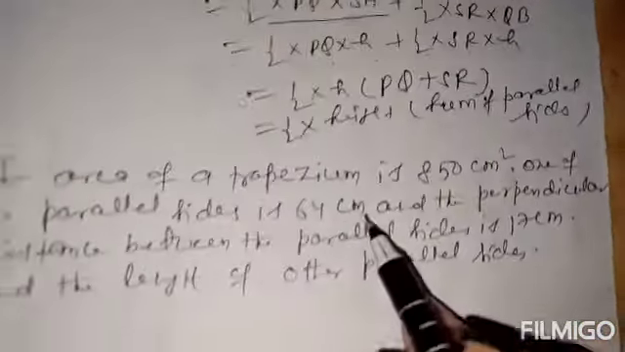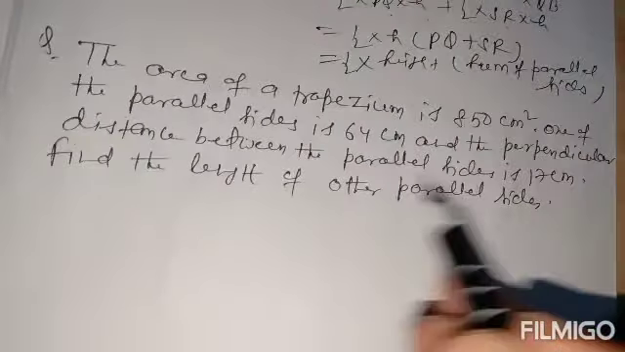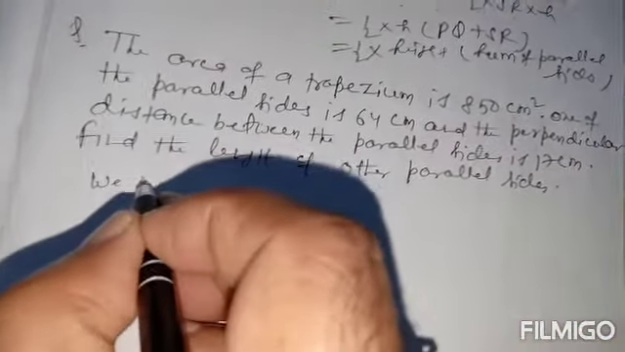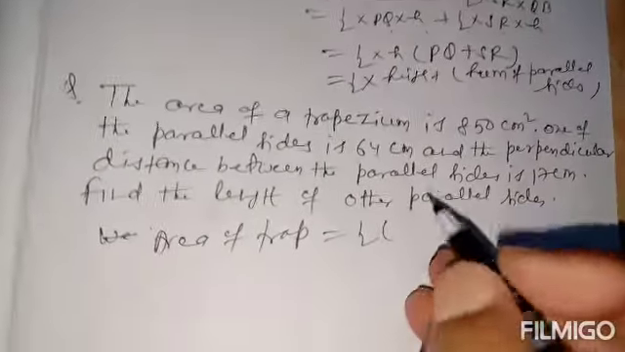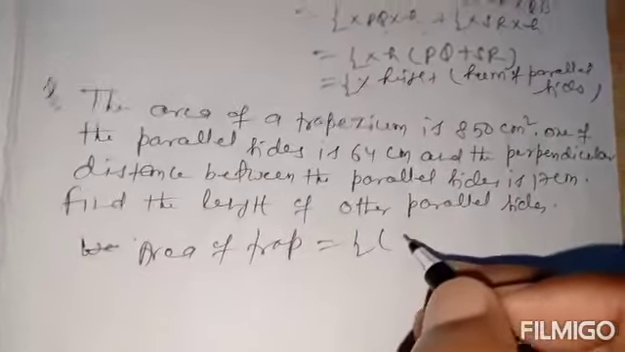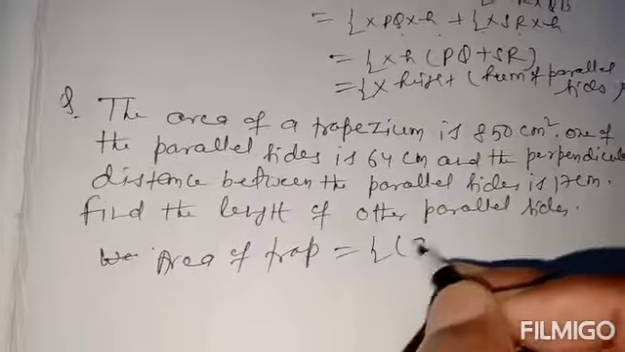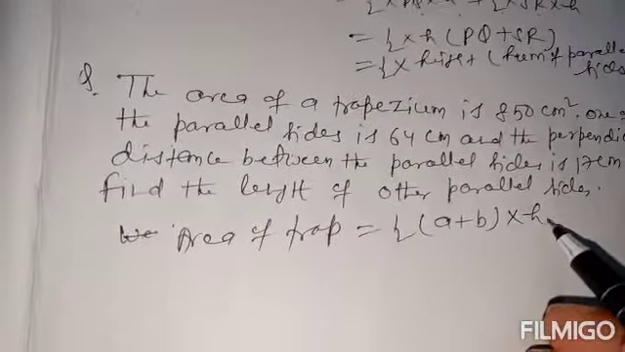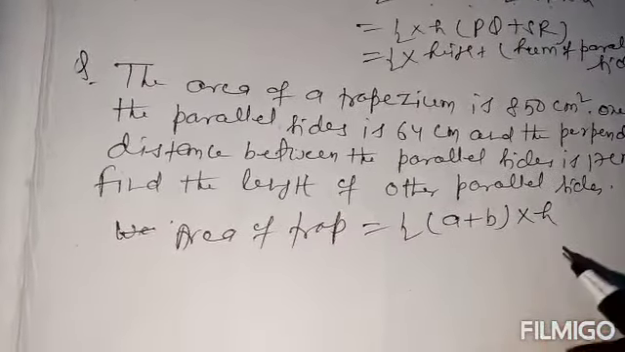Now we have a question. The area of a trapezium is 850 centimeter square. One of the parallel sides is 64 centimeter and the perpendicular distance between the parallel sides is 17 centimeter. Find the length of the other parallel side. So we know that the area of a trapezium is half into the sum of parallel sides, generally taken as A plus B, into height. Perpendicular distance, height, and altitude all have the same meaning.